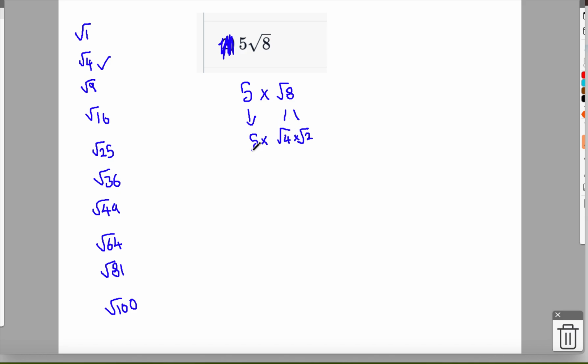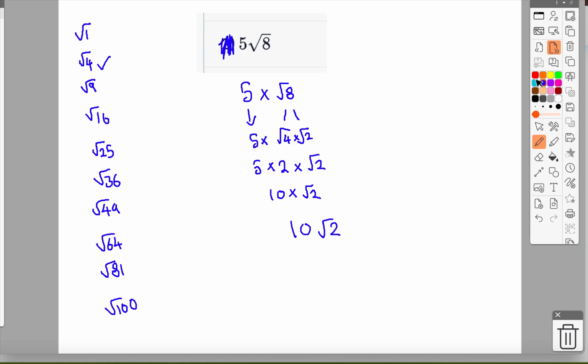5 times root 4 is not root 20 because the 5 is not under a root, so I just leave it alone. And then from here, all I'm doing is simplifying the root 4, which is 2. So I've now got 5 multiplied by 2 multiplied by root 2. 5 times 2 is 10 times by root 2, and then I've just got 10 root 2.